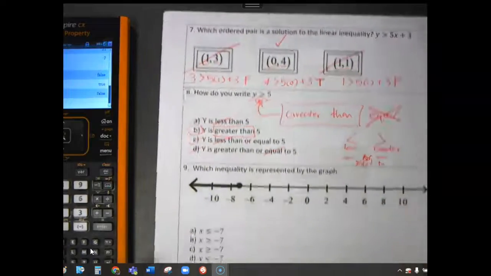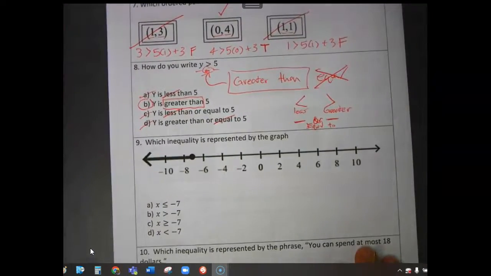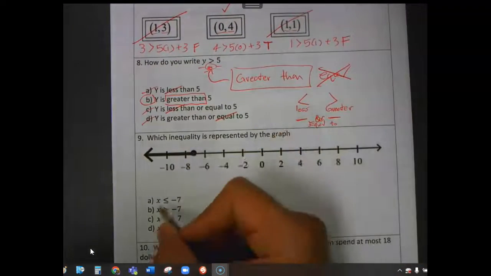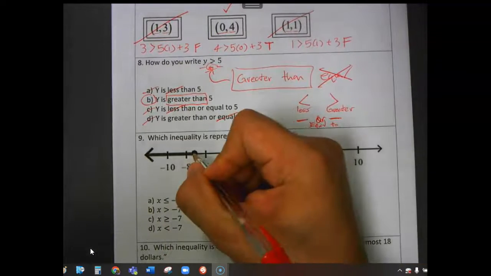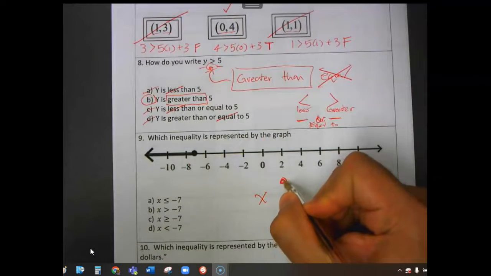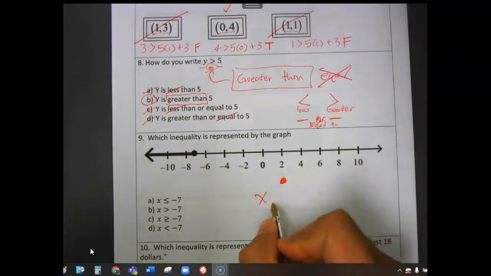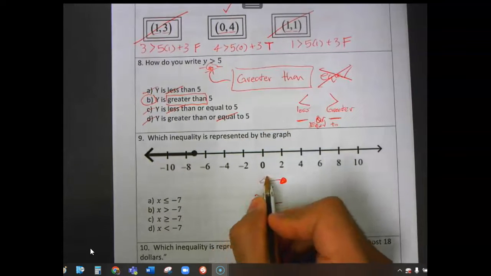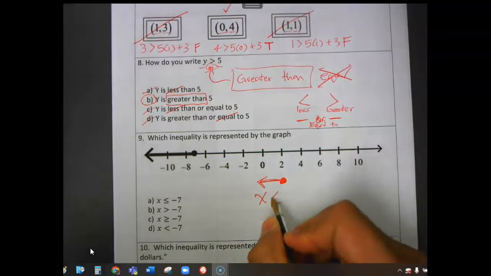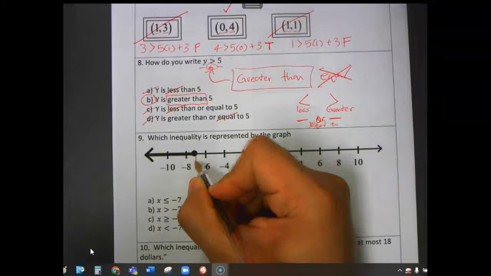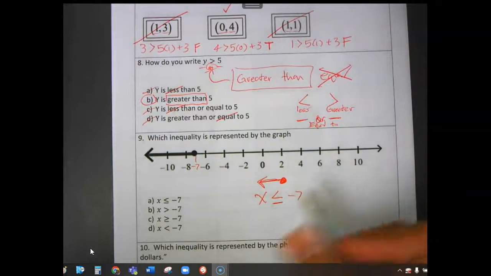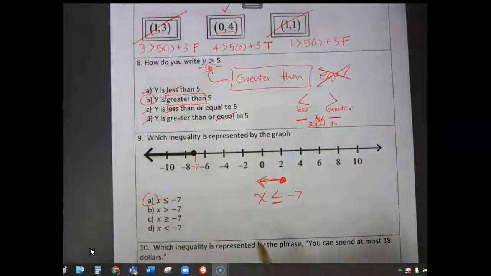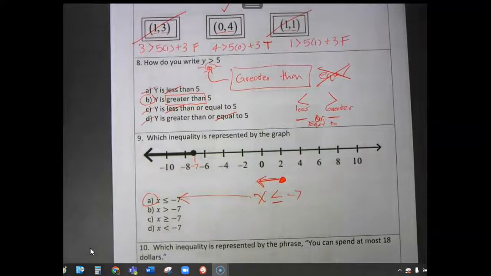All right, number 9, which inequality is represented by the graph? Well, we can see on the options we have x. We see we have a shaded in circle, so it's going to be underlined, and since it's going to the left, it's going to be less than this number right here, which would be -7, between -8 and -6. So the answer's got to be letter A, right? Everything else is a distractor there.